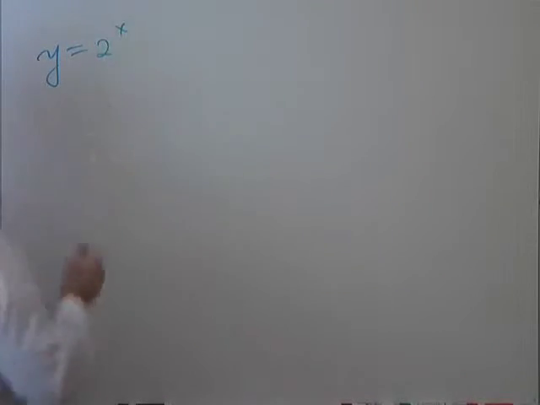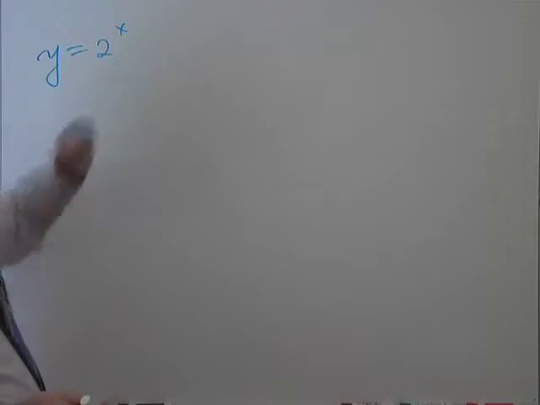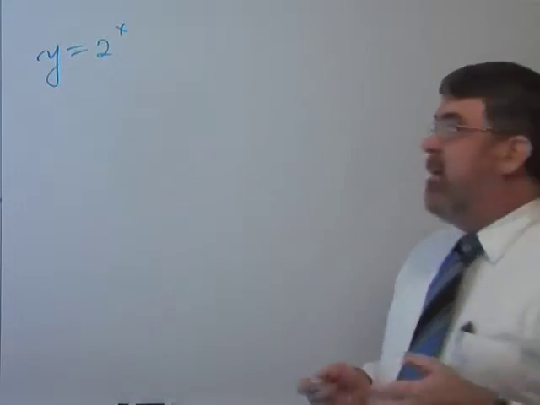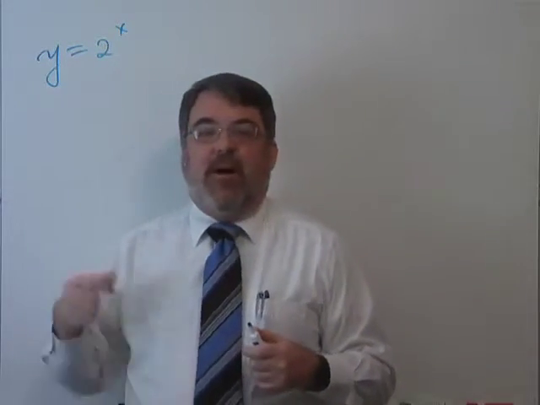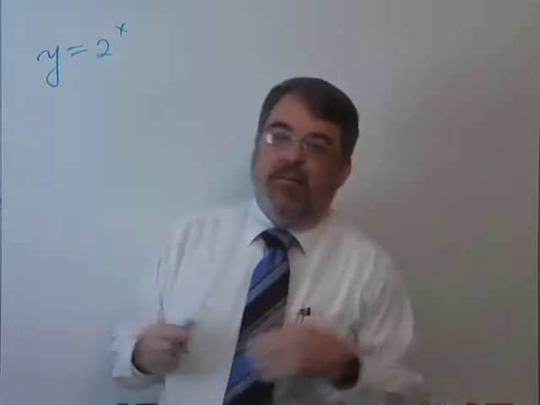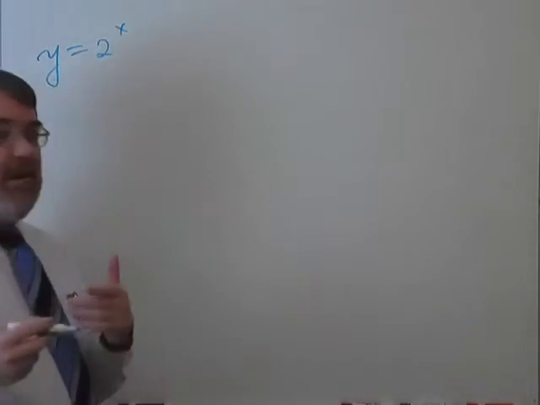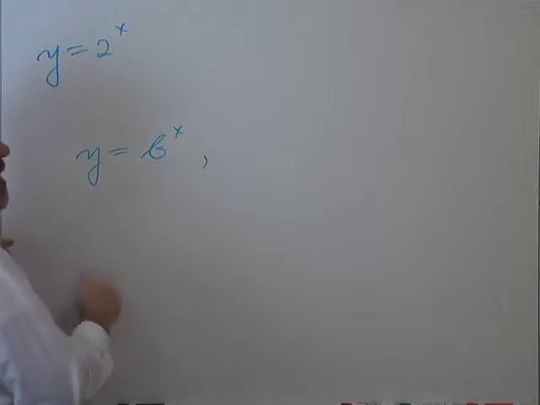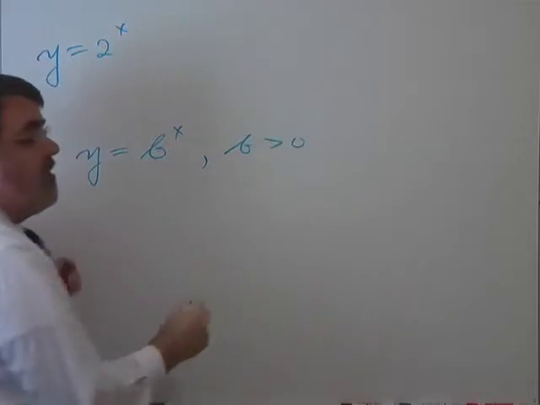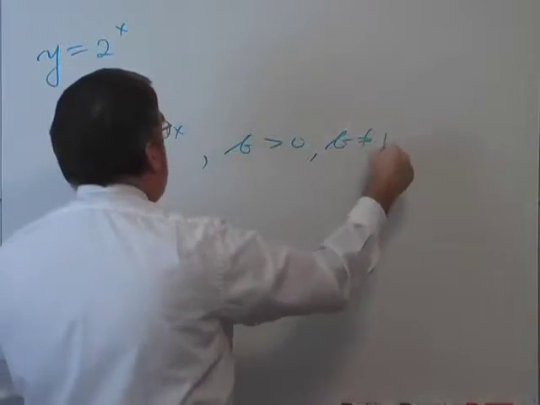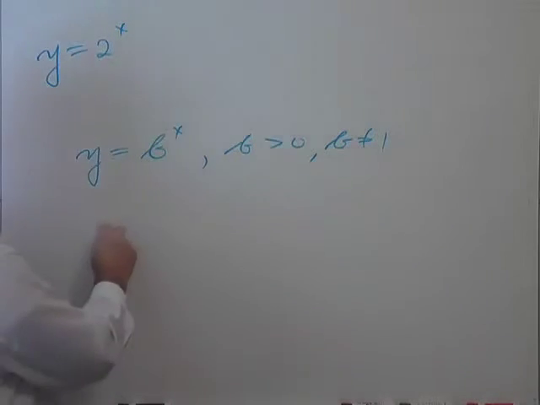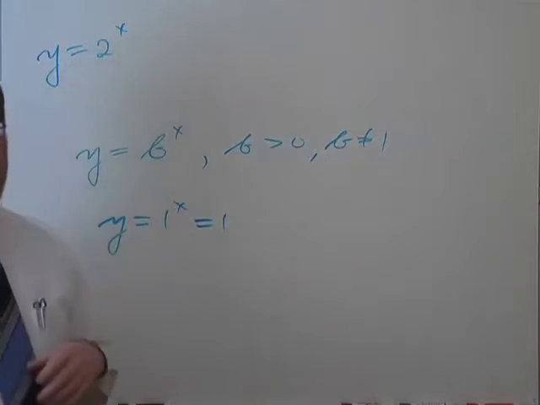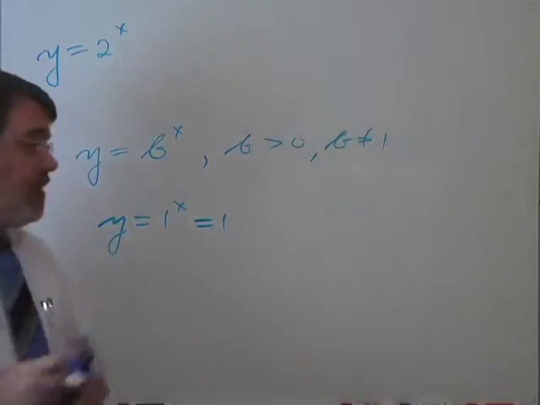As you see, we have a base number raised to a variable power x. Now the base can be any constant number as long as it's positive and not equal to 1. So, for example, in my book, I define a simple exponential function to have this form, where b is a constant that's positive but not equal to 1. You can see what happens if b is equal to 1. Then 1 to the x would just simply be 1. It wouldn't be an exponential function, it would be a constant function.